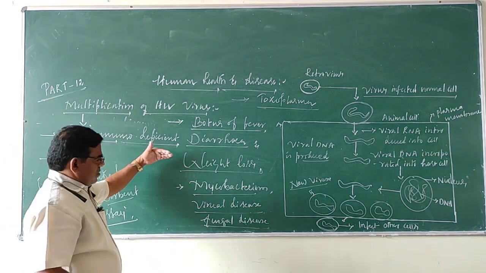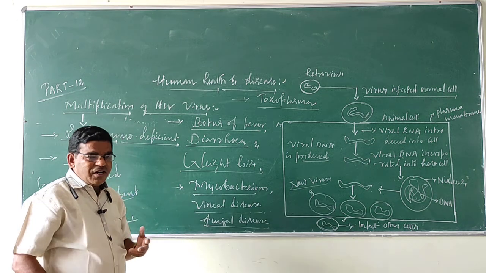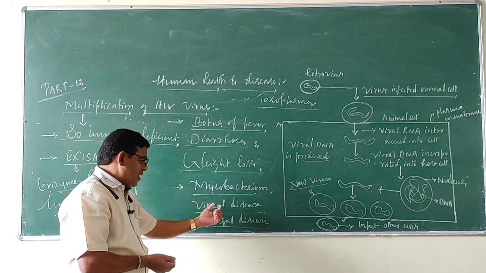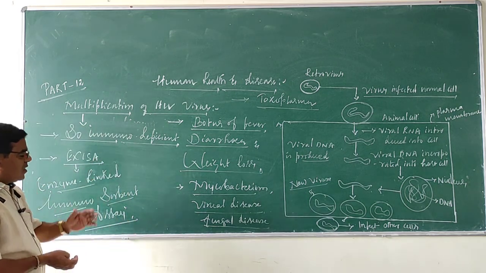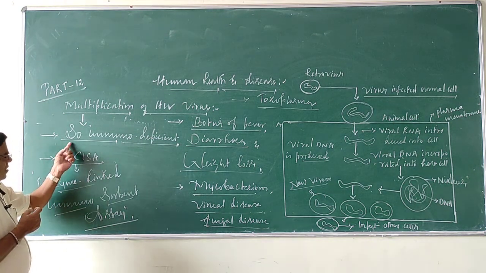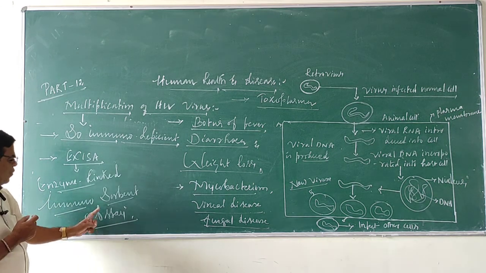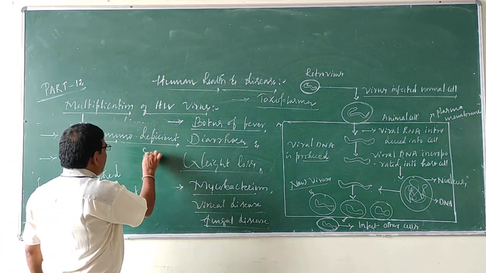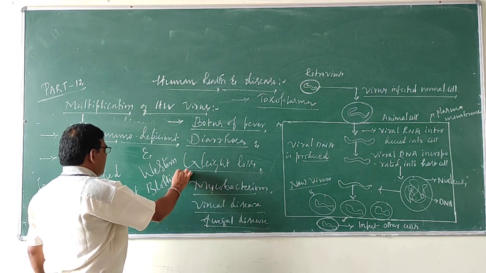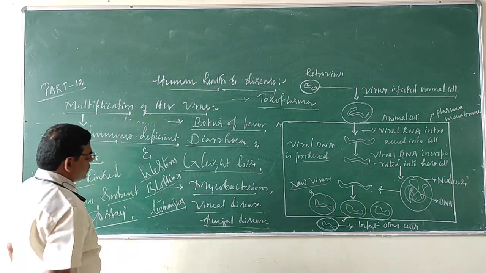Clear? So initially the AIDS patient shows bouts of fever, diarrhea, weight loss, and gradually the patient does not resist infection by mycobacterium, viral, fungal, and toxoplasma. So the AIDS patients become so immunodeficient. Then HIV or AIDS is clinically diagnosed by ELISA, enzyme linked immunosorbent assay, and Western blotting techniques.